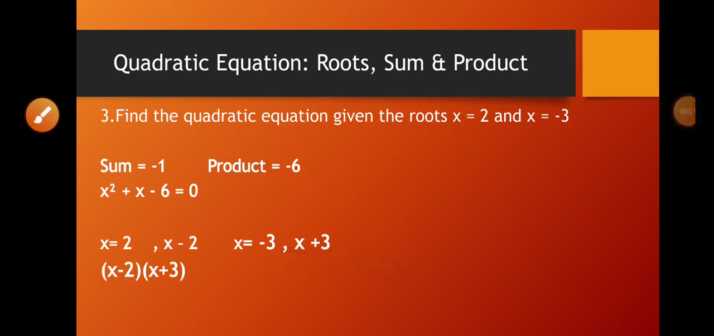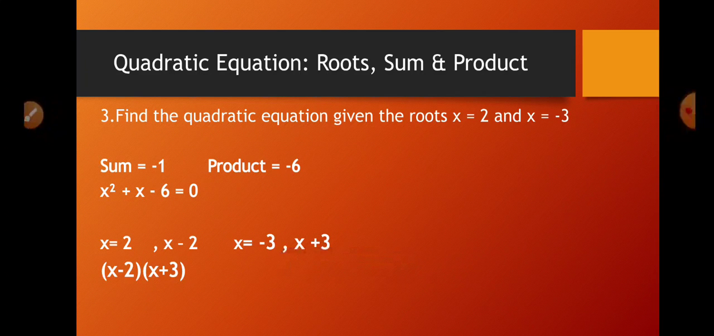This time we are going to find the quadratic equation given with roots. Let's take some example. Find the quadratic equation given the roots 2 and -3. So we have to look for the sum and the product.